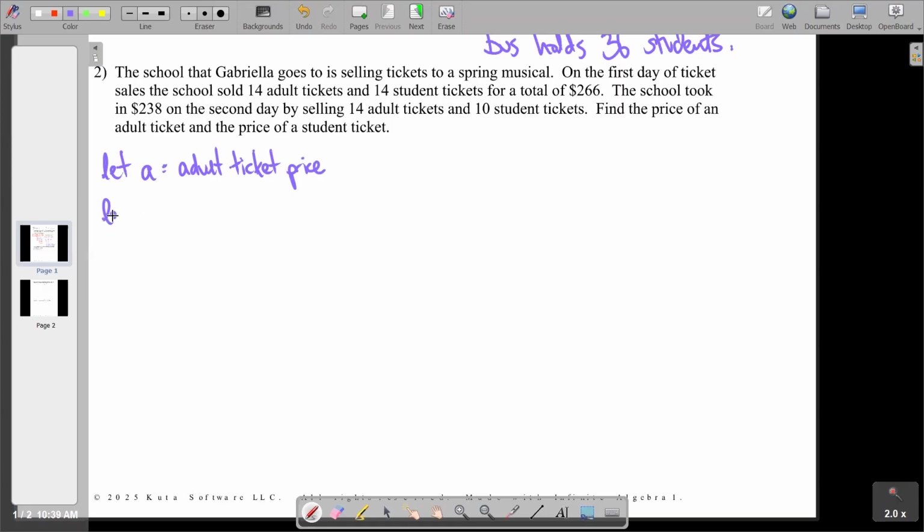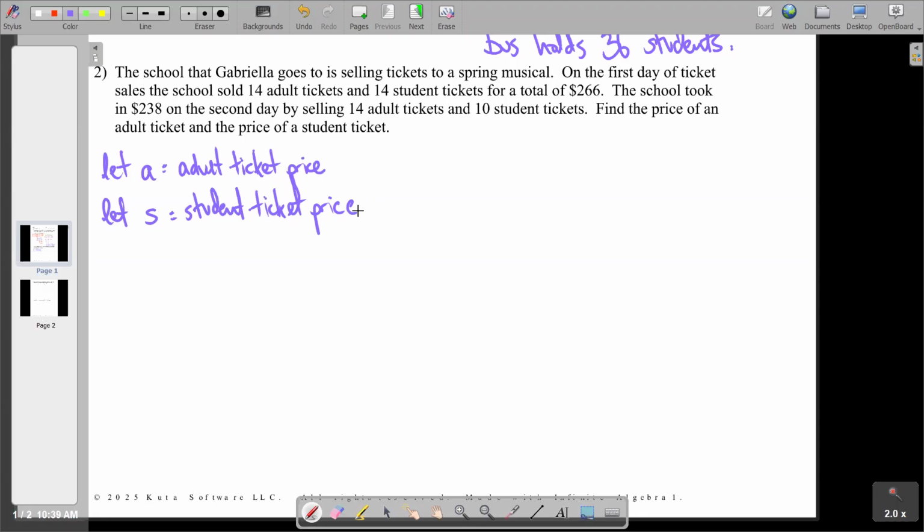And my other variable is S, student ticket price. I will not judge the letters that you use. I just need you to responsibly choose letters that you know you're capable of writing correctly. And as long as you declare them, then you and I are going to be fine. All right, step one in the books.